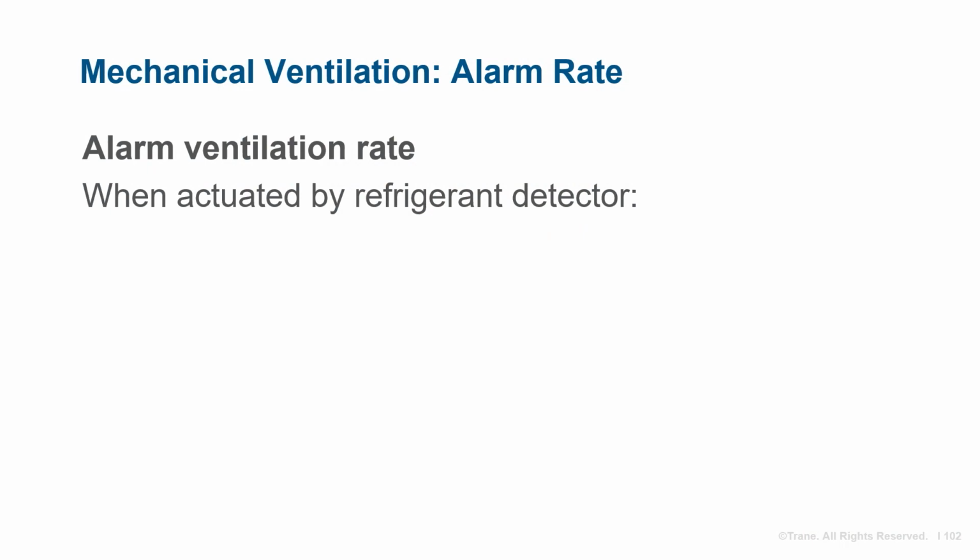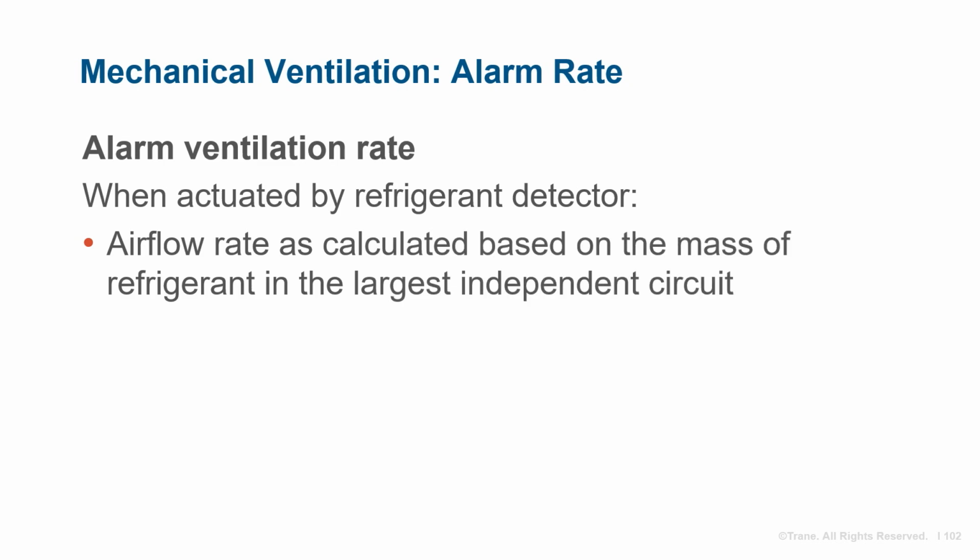The second rate is the alarm ventilation rate. This is the rate that air must be removed from the machinery room whenever the refrigerant detector indicates the concentration has risen above the stated threshold. This airflow rate is calculated based on the mass of refrigerant in the largest circuit, not the total amount of refrigerant in all systems located in the room.